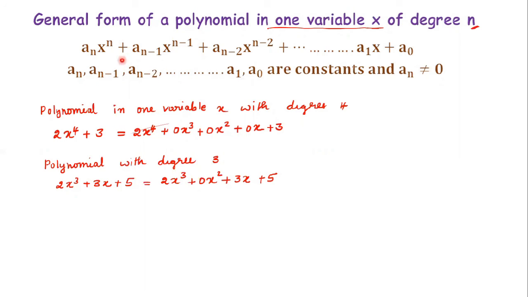So it is easy. an minus 1, an minus 2, these are constants. We can write any number in the place of an minus 1. And we can start the power with any number. If you are having highest power 4, then its degree is 4.